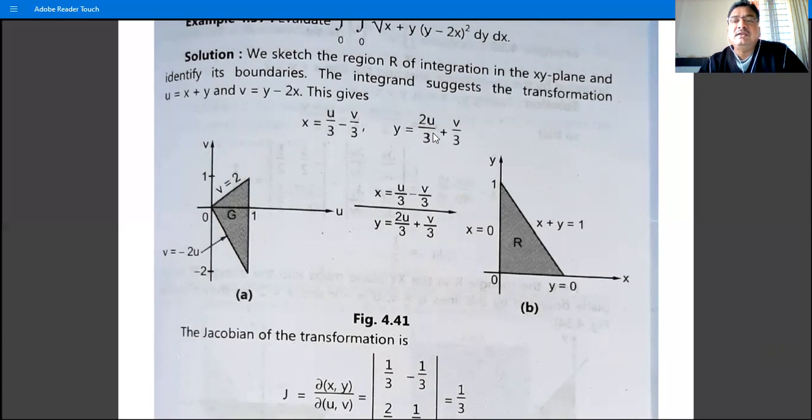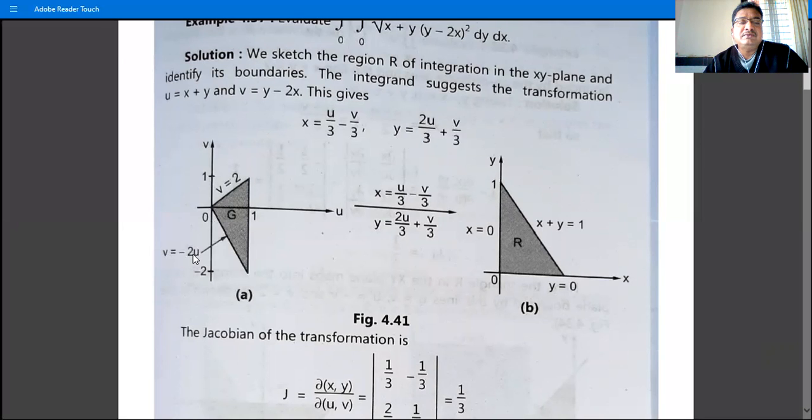So this line and this line, another point is what? 0, 0 is one point, and another point is what? If you substitute v as 0, then u is 0. And if you substitute v as 2, then u is minus 2. So mention the point. The equation of the line is v is equal to minus 2u. So if we substitute v as 0, then u is 0. So 0, 0, obviously the line passes through 0, 0.